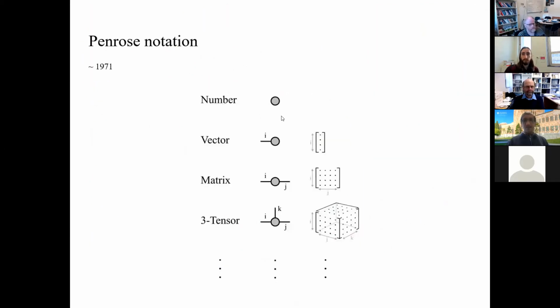So we normally represent tensor networks using Penrose notation, where a number is a single blob, a vector is a blob with one leg, a matrix is a blob with two legs, and so on. Set each of these indices, and the tensor gives you a number. For example, setting i equals 2 on this vector here would return the number at the i equals 2 position.